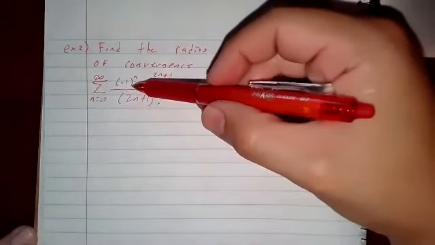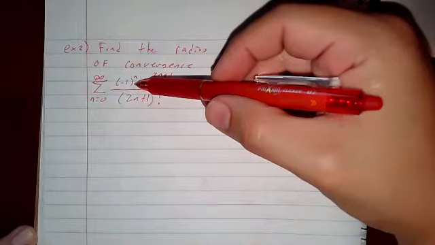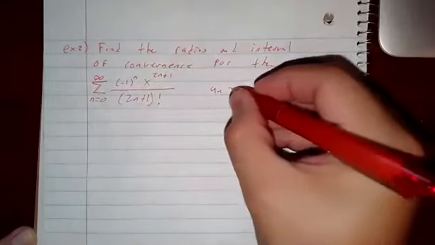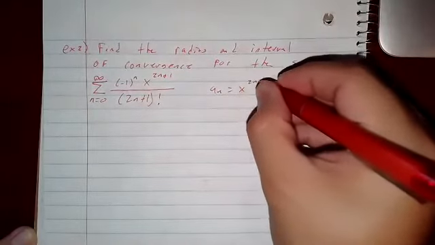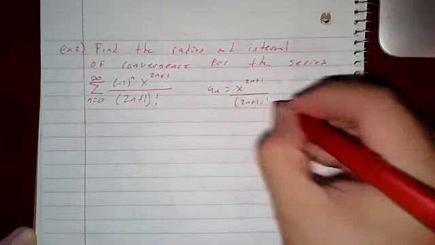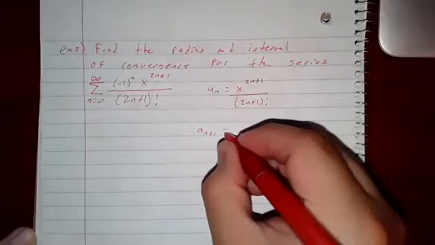All right. So you see the factorial, right? We should use the ratio test. And since the ratio test has the absolute value built in, we don't have to worry about the alternating piece. So we're only going to look at the regular a_n, and a_n plus 1.